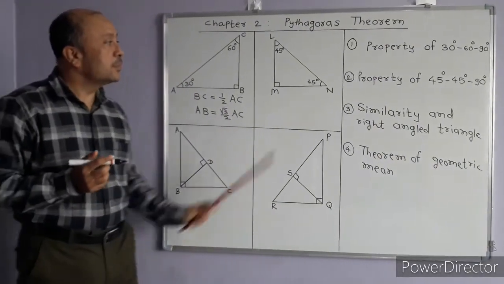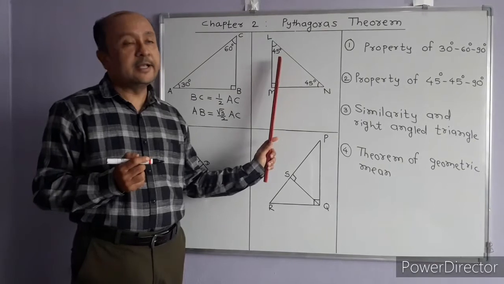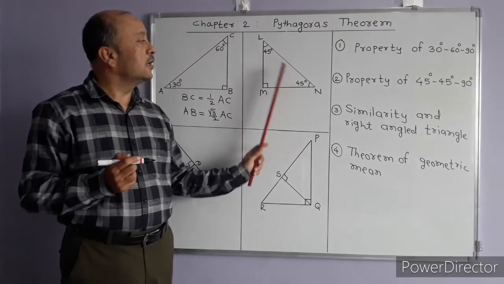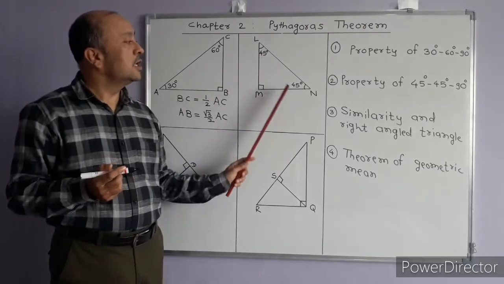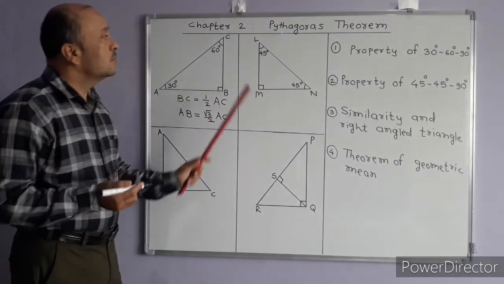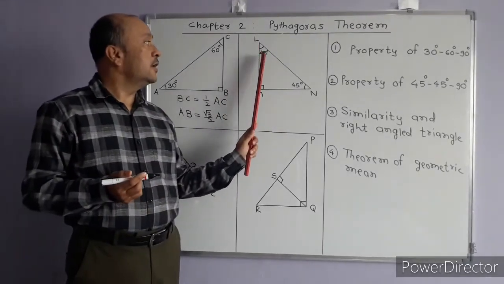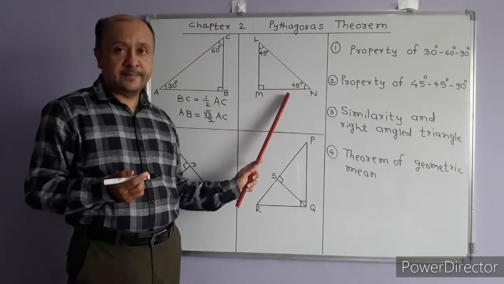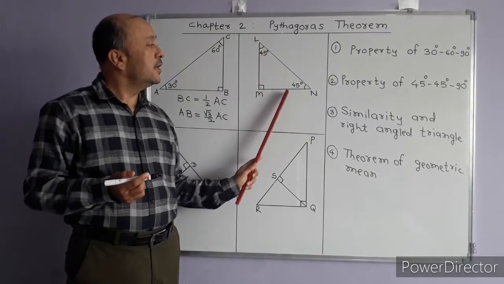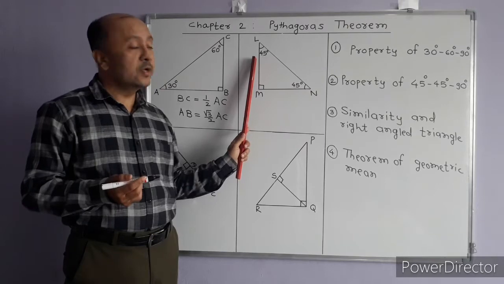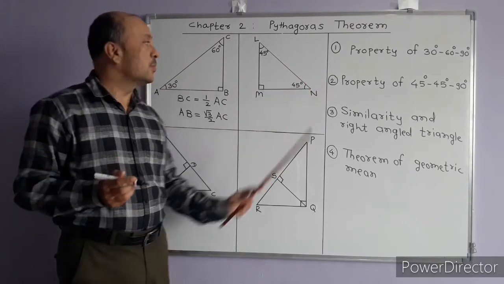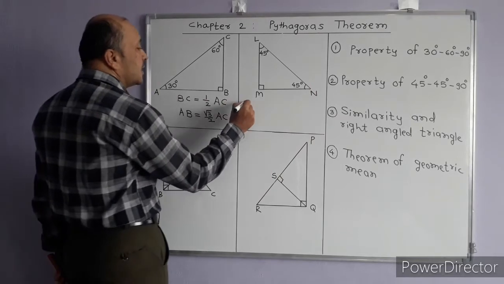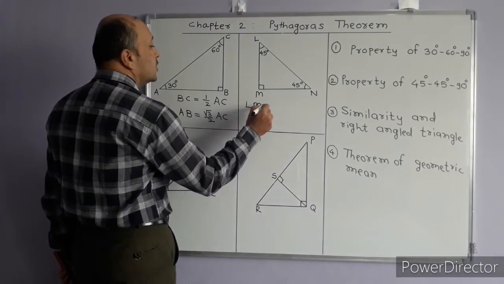Okay, the next property of 45, 45, 90 degree. So look here, these angles are same, therefore these sides are same. So it's called as isosceles triangle. So what is the statement? The side opposite to 45 degree, so either this side or this side is 1 upon root 2 times the hypotenuse. That is the property. So very simple, it is LM, and both are same.